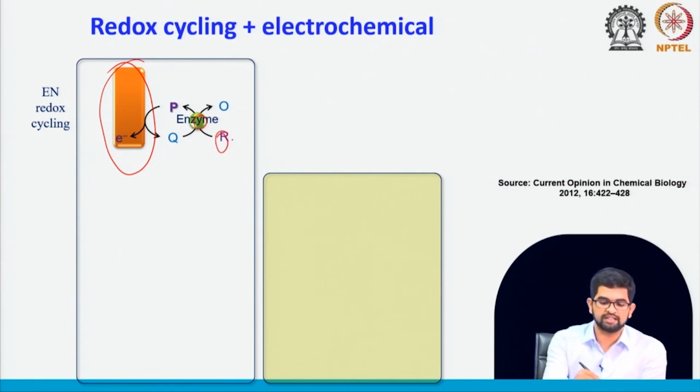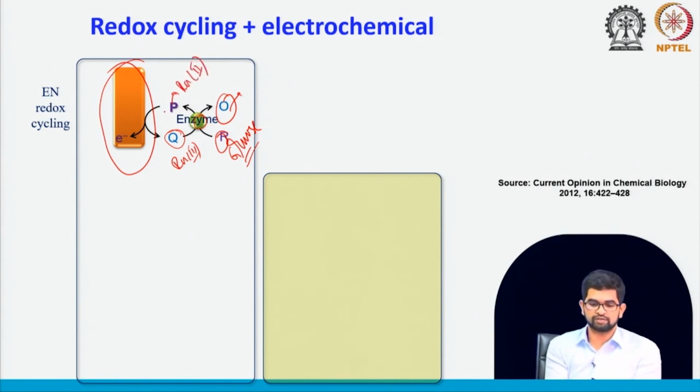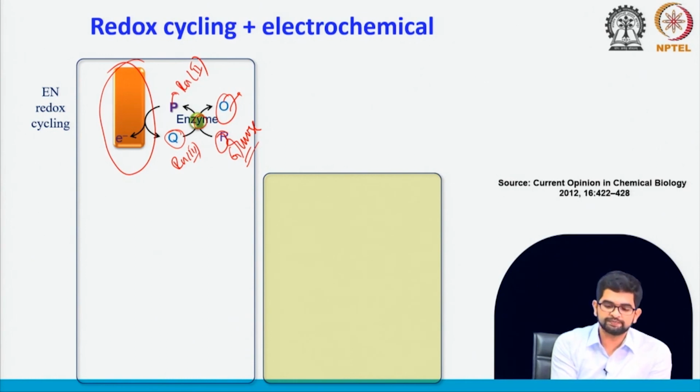So, in this case, like last time I used glucose, glucose is the R here, and it forms gluconic acid. So, O is the gluconic acid, for example. Then here I use Q, the oxidized form, suppose it is ruthenium 3, and P is the reduced form, suppose ruthenium 2. You can remember the last slides I showed you, with the enzyme.